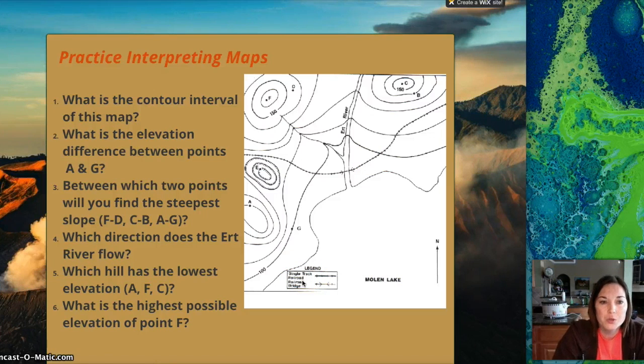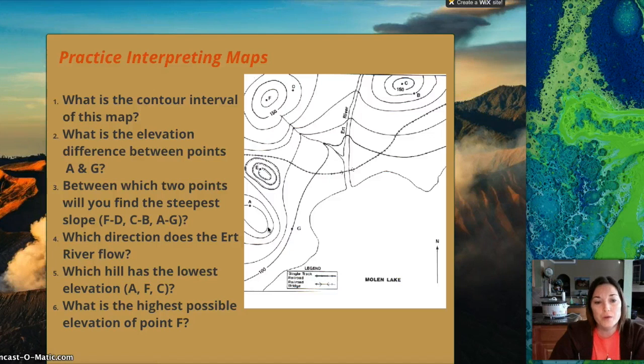Number one, what is the contour interval of this map? The contour interval is 10, we'll say feet. This is a 100-foot line, so 100 to 110 to 120, 130, 140 to 150 right here. What is the elevation difference between point A and point G? Well, if point A is at 100-foot elevation, and that's 110, 120, 130, and then point G is at the 140 contour line, there was a 40-foot change in elevation from point A to point G.